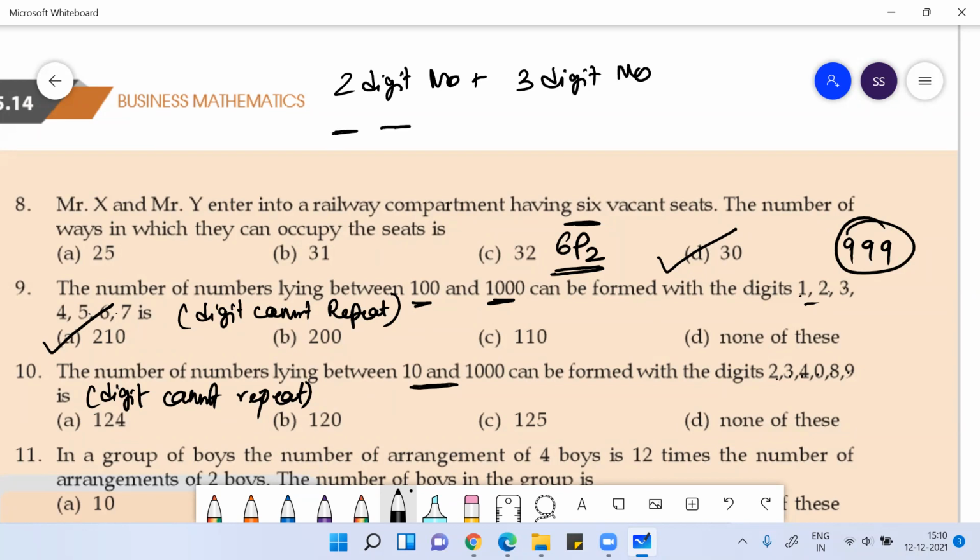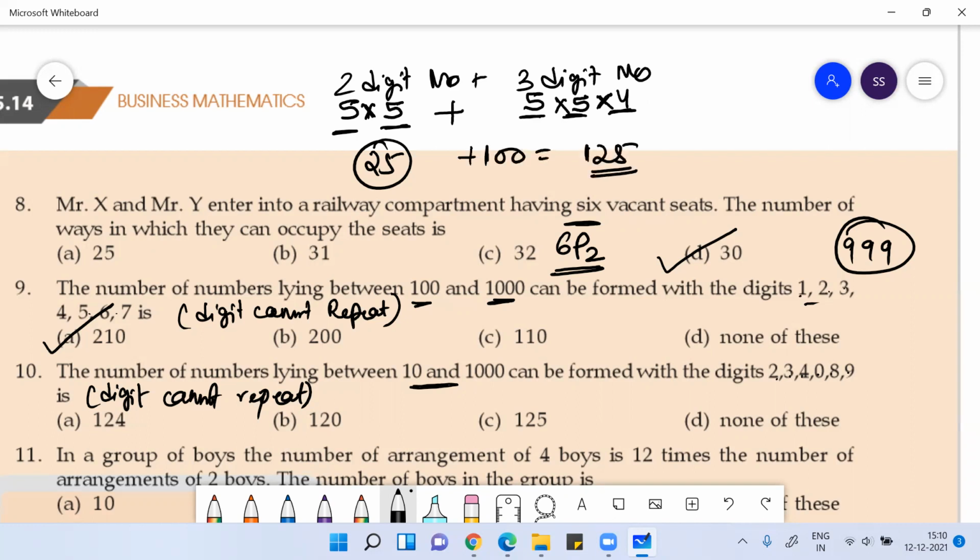So for a 2-digit number, 0 cannot come first. So except 0, any of the 5 digits can come here, and then here 0 can also come. So there will be 25 numbers like this. And for a 3-digit number, 0 cannot come first, so any of the 5 digits can come. Then 0 can come, so any of the 5 digits can come. Then the remaining 4 digits. So this would be 100. This would be 120. 125, sir.